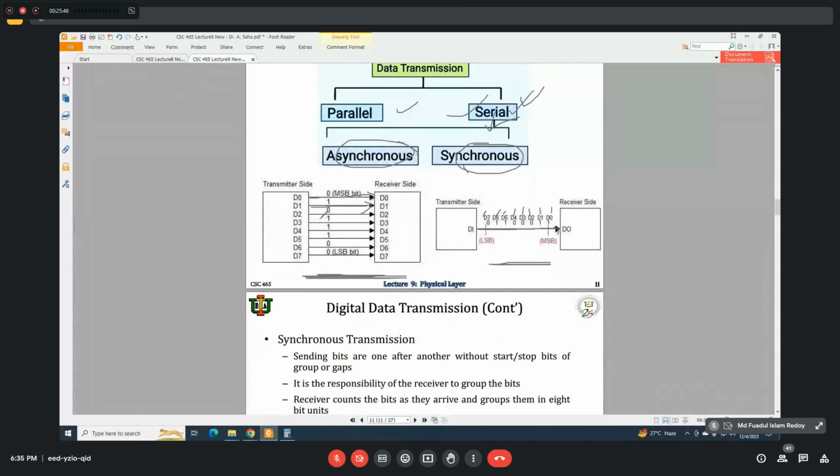All right. So is it clear, the parallel and serial is clear here, right? Sir, are both asynchronous and synchronous parts of serial? Yeah, yeah, yeah. You can see that it's actually shown here, I have marked it here. For the serial, it is showing that it has two parts. Okay. Yes, sir.